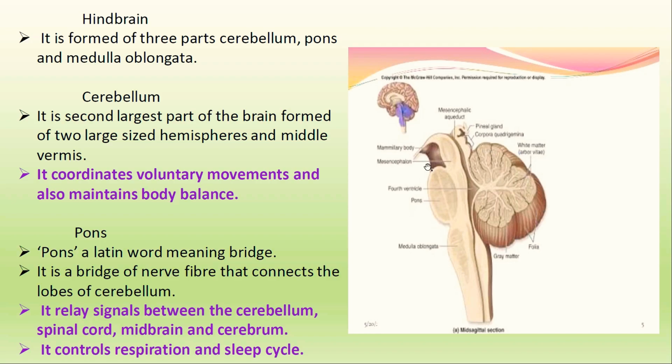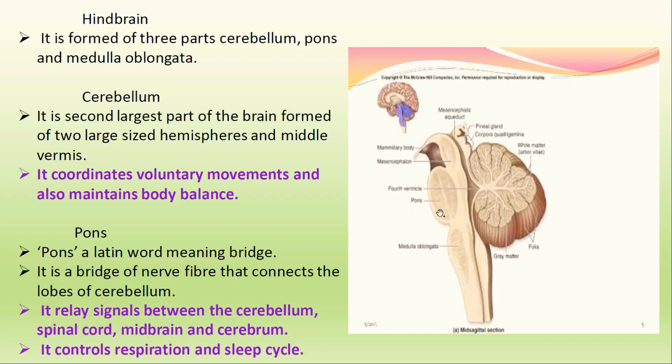Next is the hindbrain. The hindbrain is formed of three parts, namely cerebellum, pons and medulla oblongata. The cerebellum is the second largest part of the brain, which is formed of two large sized hemispheres and a middle vermis. It coordinates the voluntary movements and also maintains the body balance. Voluntary movements are the movements that we do with our will, and maintaining the body balance is for standing erect, sitting and maintaining the posture of our body in all positions.